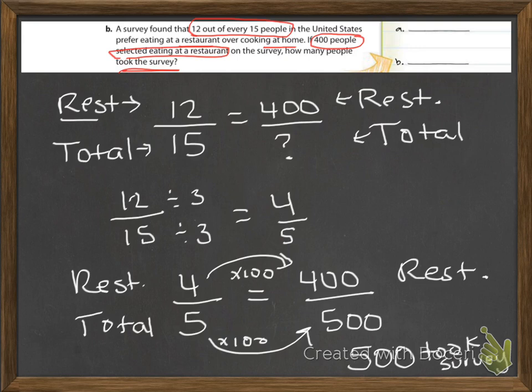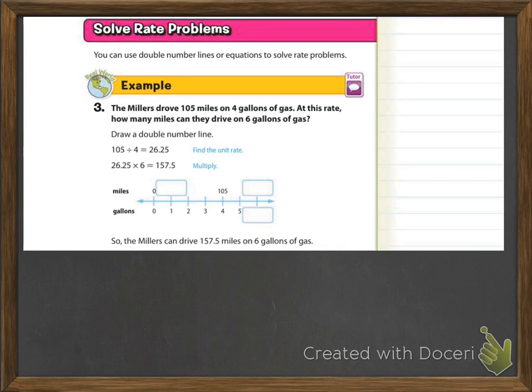All right, so I would probably just use this one. I'm sure that you could have used the bar diagram, but I would probably just use this one. All right, now it says solve rate problems. You can use double number lines or equations to solve rate problems.